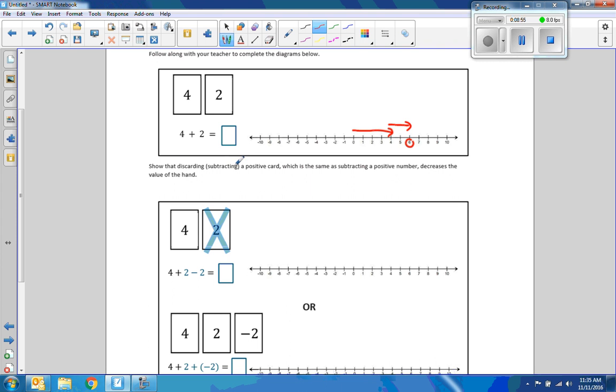Show that discarding, or subtracting, a positive card, which is the same as subtracting a positive number, decreases the value of the hand. So what you would say is, if I discard the 2, my score would decrease by 2.